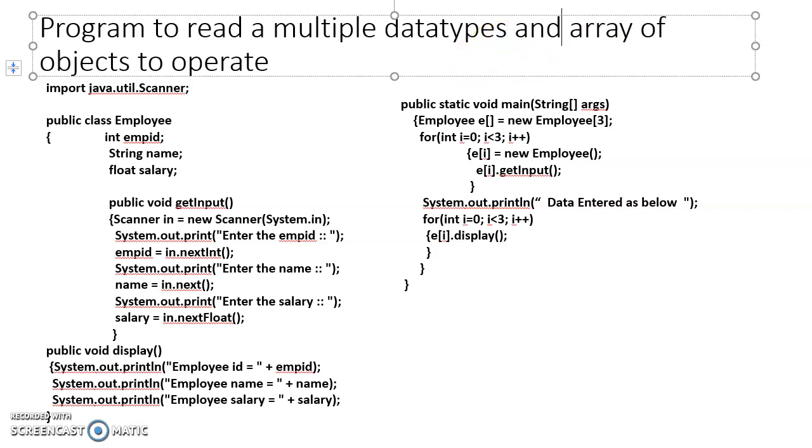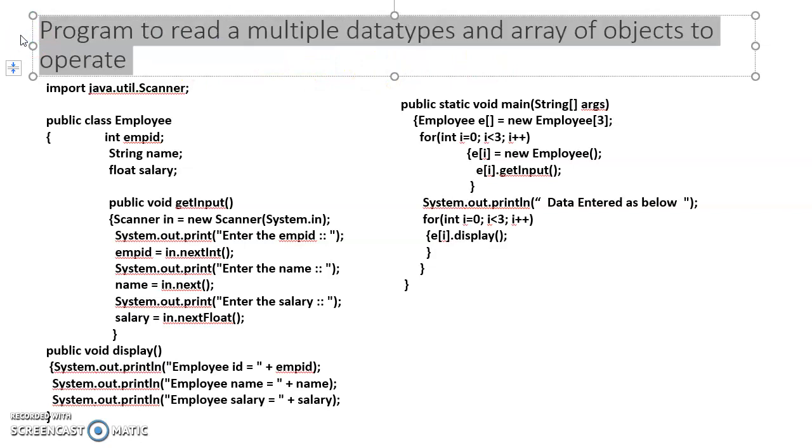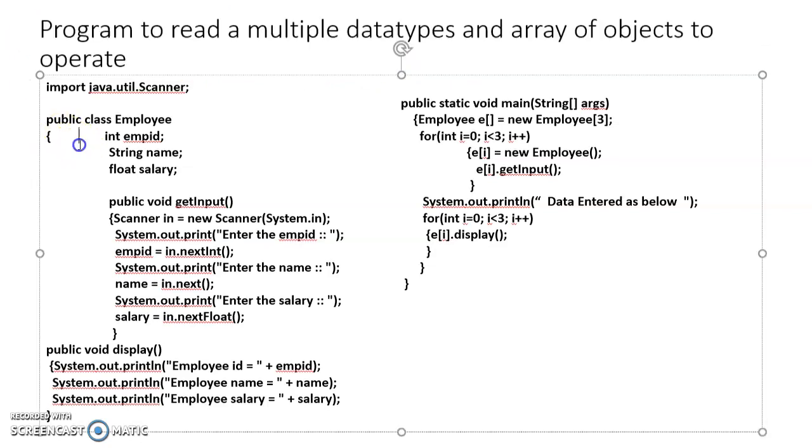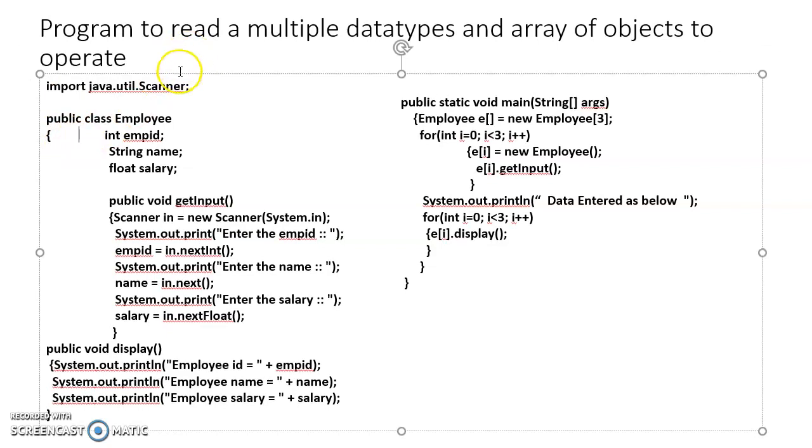I'm correcting it. The program is to read multiple data types and an array of objects to read and operate. So this is what happens over here. You have the import statement, and you have a class called Employee. Now if you look over here in this Employee class, you have your three variables defined: emp id, name, and salary, of the data types int, String, and float respectively.